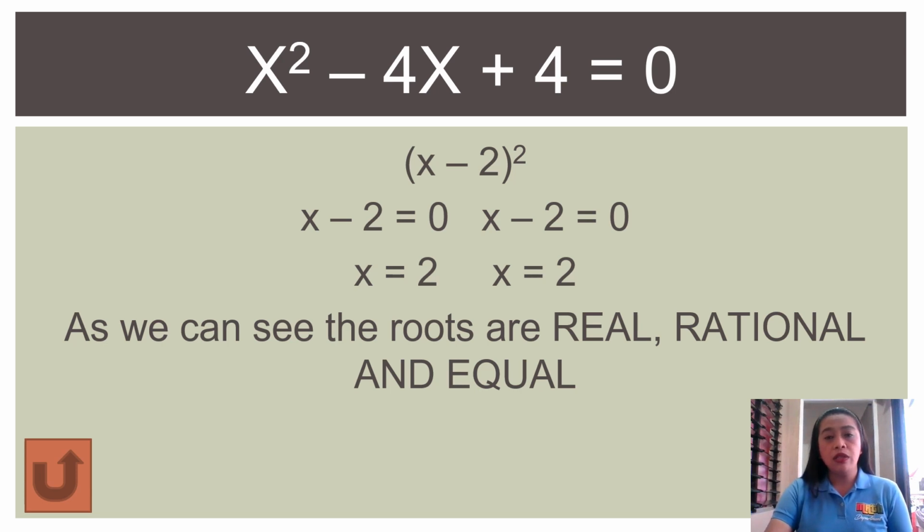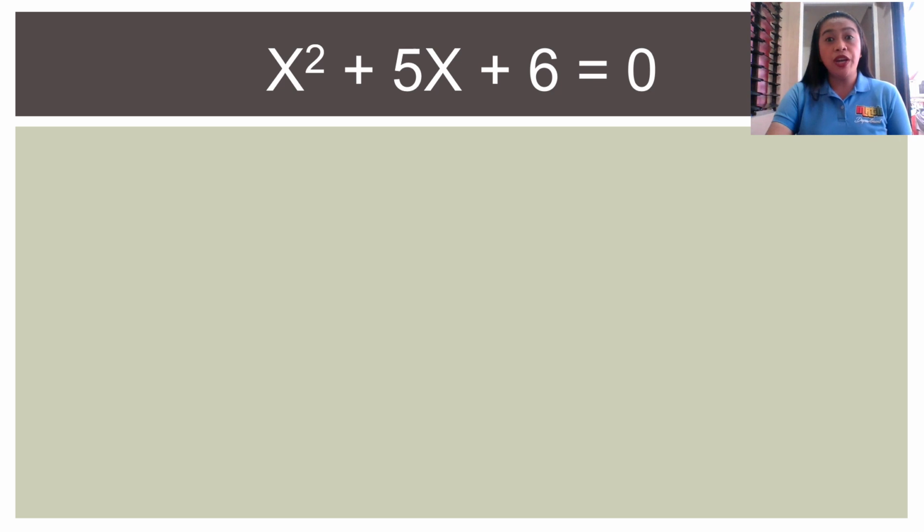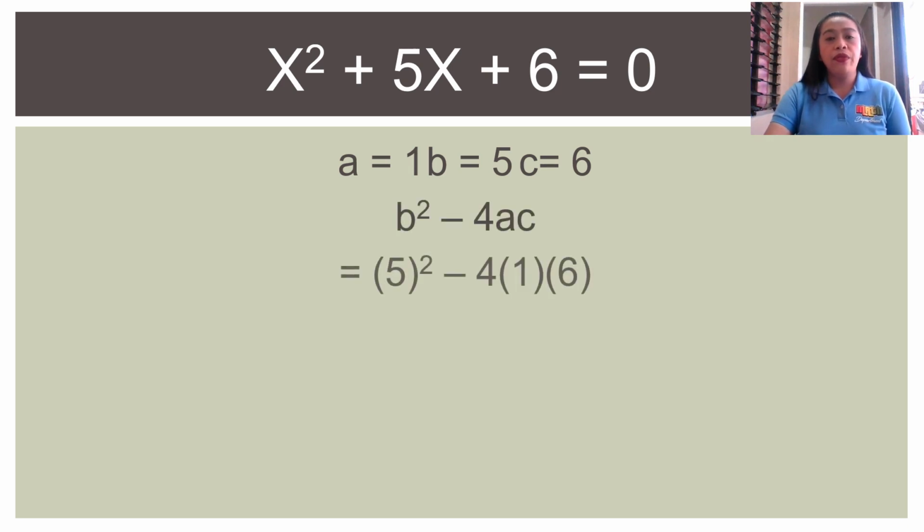And let's have the second example. x squared plus 5x plus 6 equals 0. The value of a is 1, the value of b is 5, and the value of c is 6. By substitution, b squared minus 4ac, you have 5 squared minus 4 times 1 times 6. So 25 minus 24, the value of your discriminant is 1. So this is not 0, but this is a positive number, which is also a perfect square.